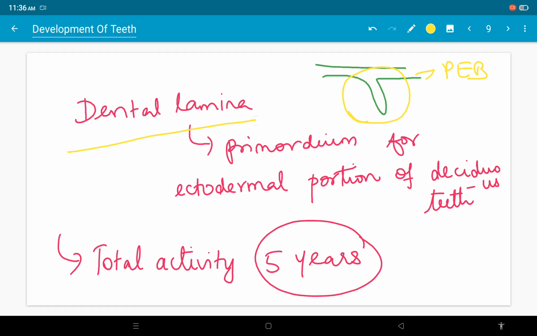Dental lamina is the primordium for the ectodermal portion of the deciduous teeth. This dental lamina will contribute to the ectodermal portion, which we will see now. Okay, some will be derived from the ectomesenchyme also. The dental lamina has a total lifetime of activity of 5 years, after which it will become inactive.